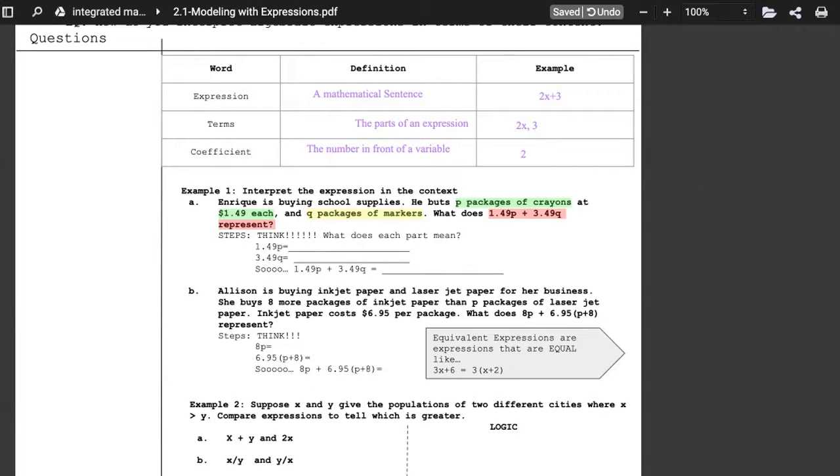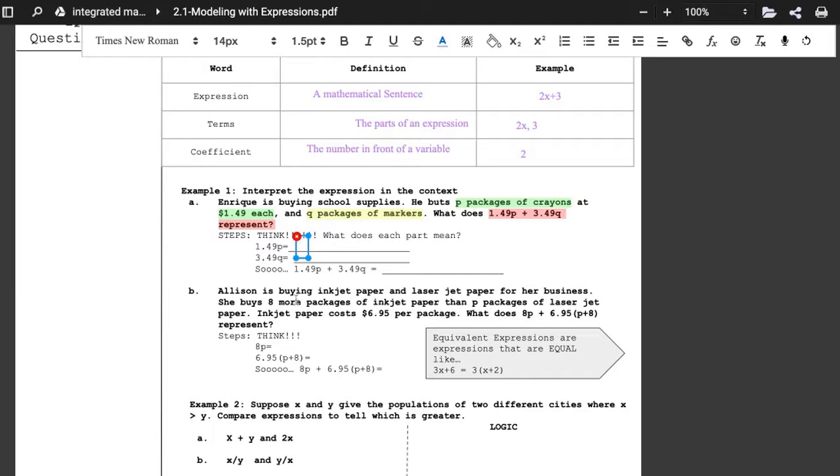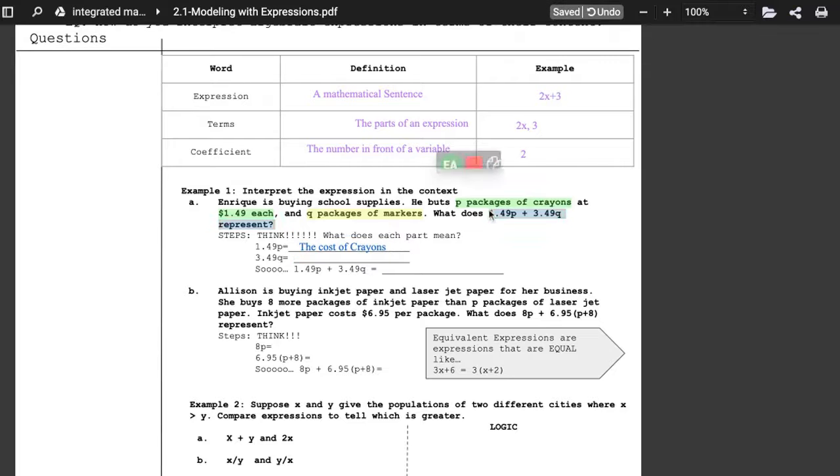So we need to just stop and think, well, what do we think the 1.49P represents? Well, if I look up here, remember P stands for crayons, and I know they cost $1.49 each. So 1.49P is going to represent the cost of crayons. So I'm just going to write that down. So 1.49P is the cost of crayons. Again, I'm just taking that from what I just read: P packages of crayons at $1.49 each. So 1.49P has to represent the cost of crayons.